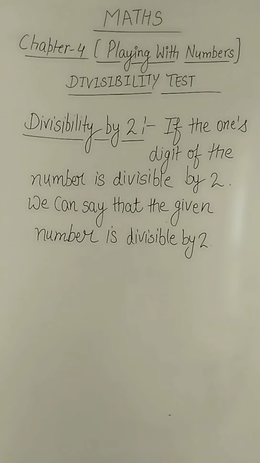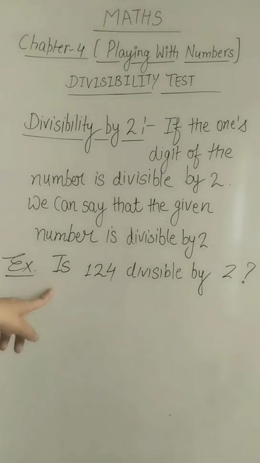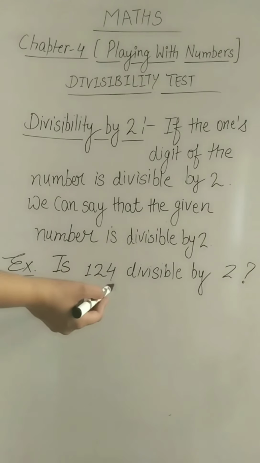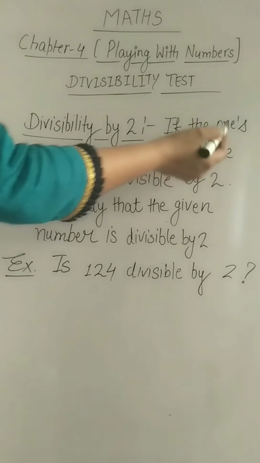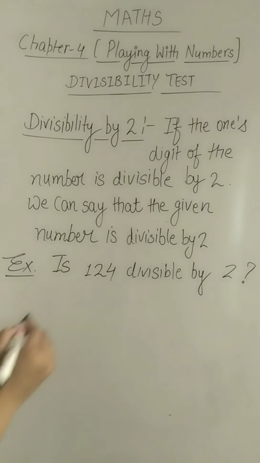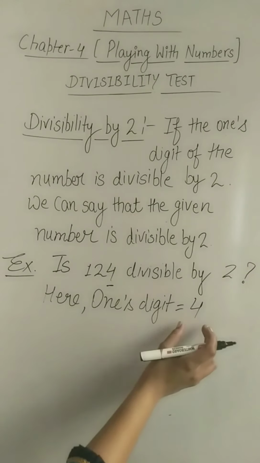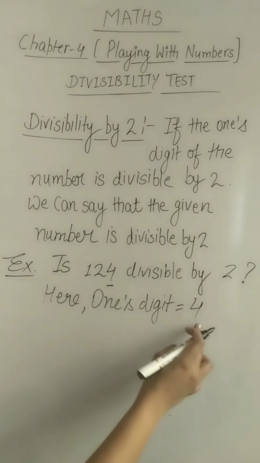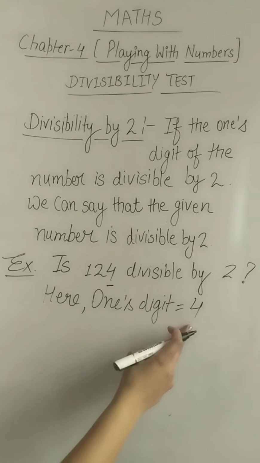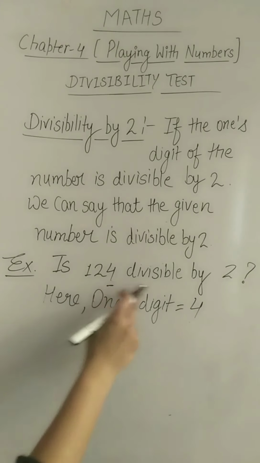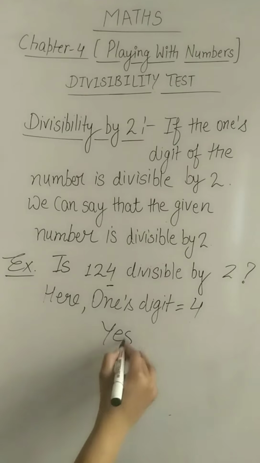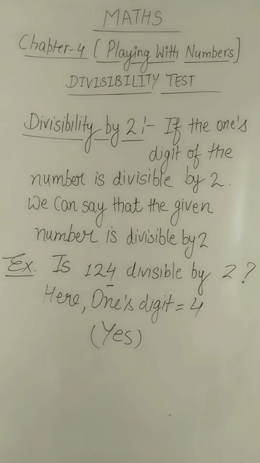Okay, so let's take an example. Let's check whether 124 is divisible by 2. According to this rule, we have to check only the ones digit. Here the ones digit is 4, and as you all know, 4 is divisible by 2. So that means 124 is divisible by 2.